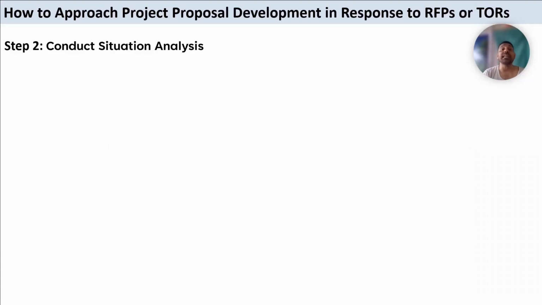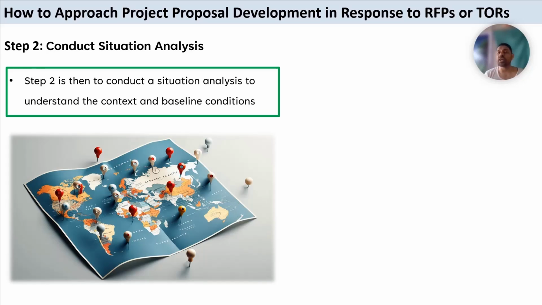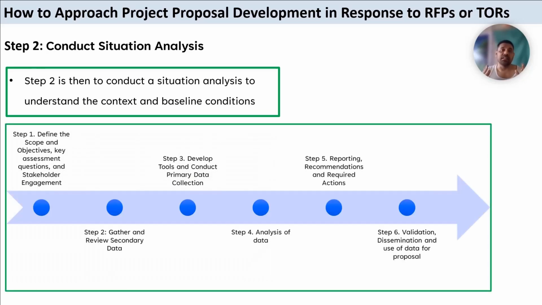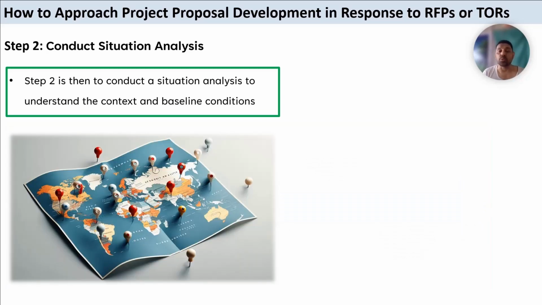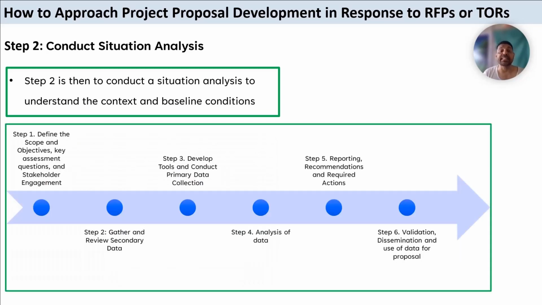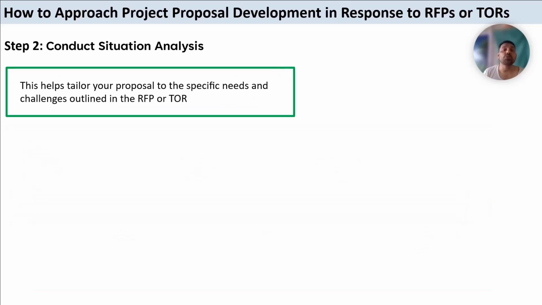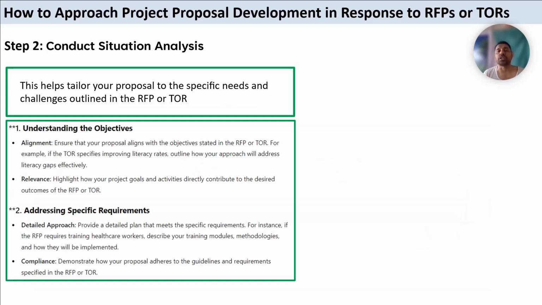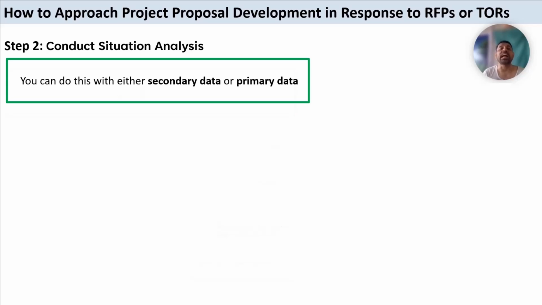Step number 2 is to conduct a situation analysis. If the request for proposal or TOR asks for a specific project, we need to conduct a situation analysis to understand the context and baseline conditions related to that project. This will help you tailor your proposal to the specific needs and challenges outlined in the request for proposal or TOR. You can do this with either secondary data or primary data.